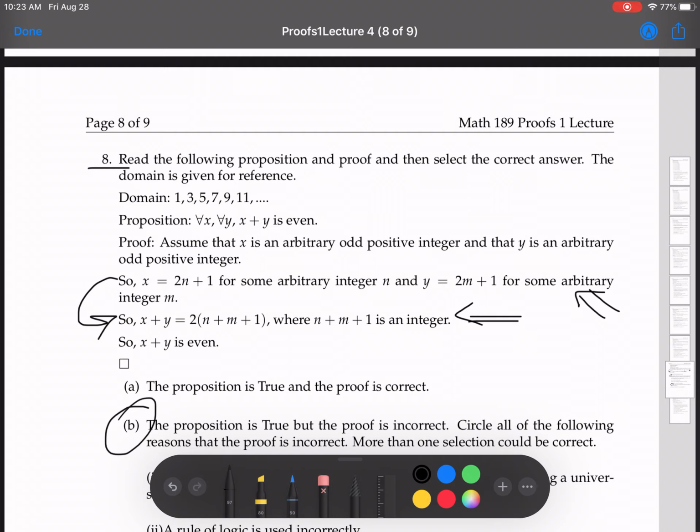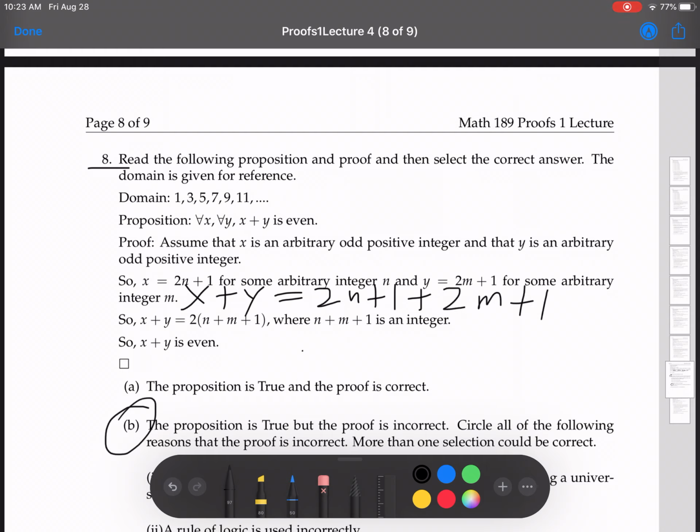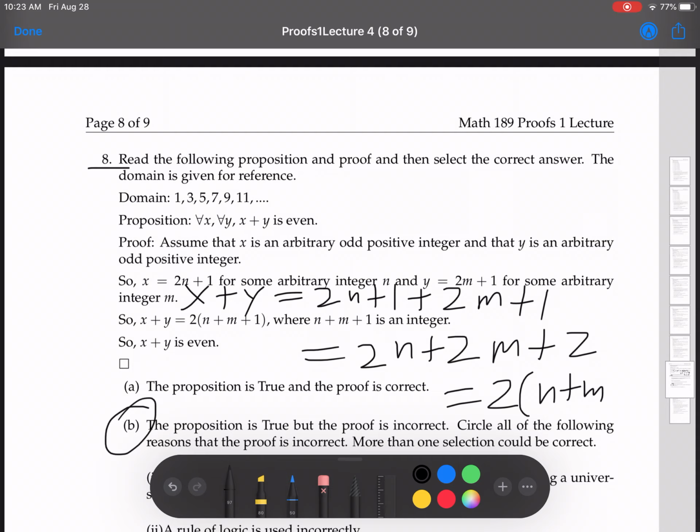And what is that? That is that x plus y equals 2n plus 1 plus 2m plus 1, which equals 2n plus 2m plus 2, which is equal to 2 times n plus m plus 1. Right, and you can see that that has been left out.